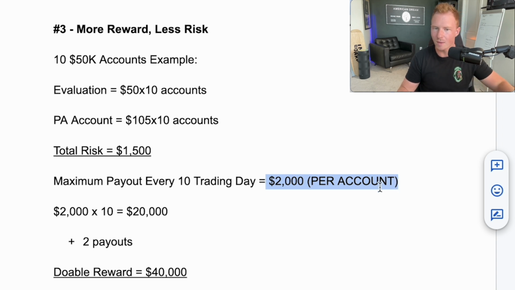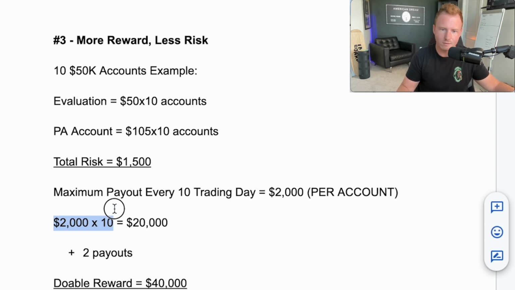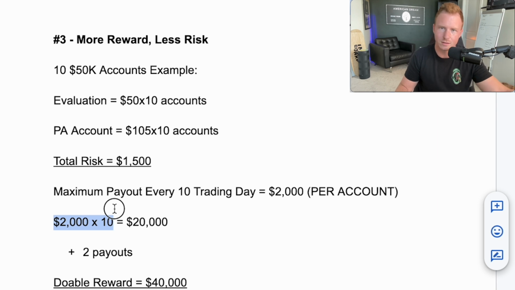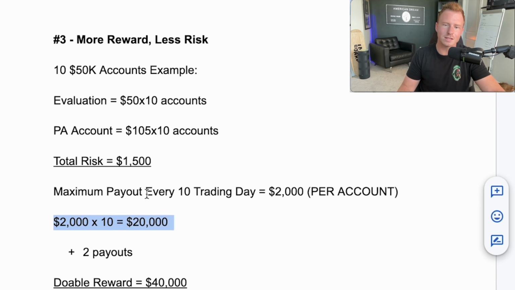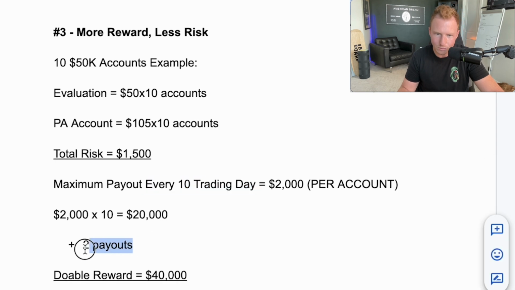Right? So if we do the math here, we can see we're going to make $2,000 times 10 accounts. Obviously, it's not always going to be perfect, but this is a decent scenario if you have a decent system and you're trading decently well. Now, keep in mind, this is every 10 trading days. So you can potentially get 2 payouts per month.